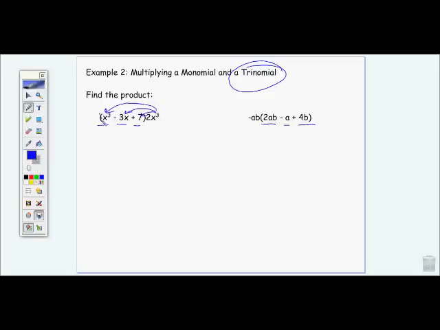So 2x cubed times 1 will be 2, and then x cubed times x cubed will be x to the 6th. 2 times a negative 3 is going to give me my negative 6. X cubed times x, and remember there's an implied 1 there, is x to the 4th. And then 2x cubed times a positive 7, that's going to give me my 14x cubed.